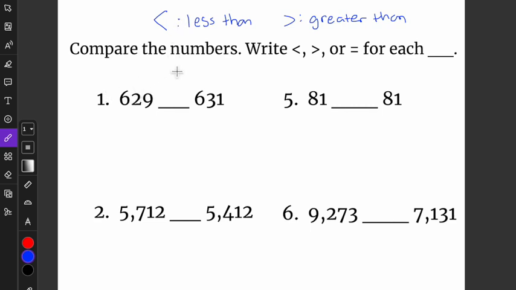We can use the same strategy as before to compare these numbers. So when we compare the hundreds place of these two numbers, we can tell that they're the same. So we move on to the tens place. The tens place of this number is 2, and the tens place of this number is 3. Since 2 is less than 3, we have to put the less than symbol.